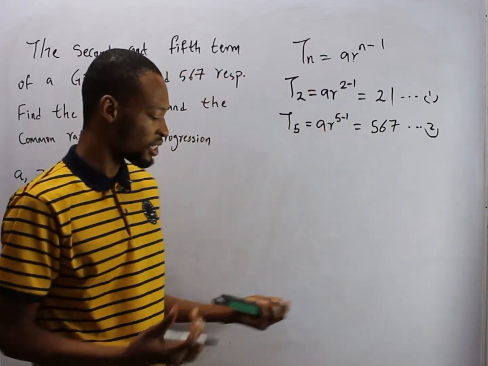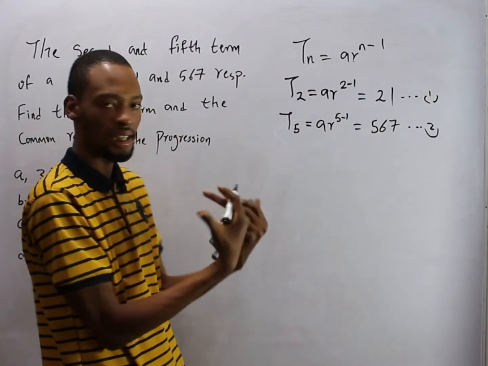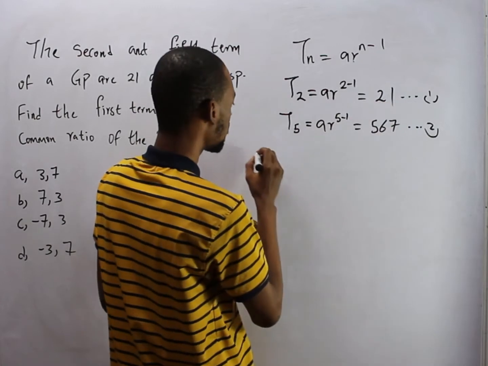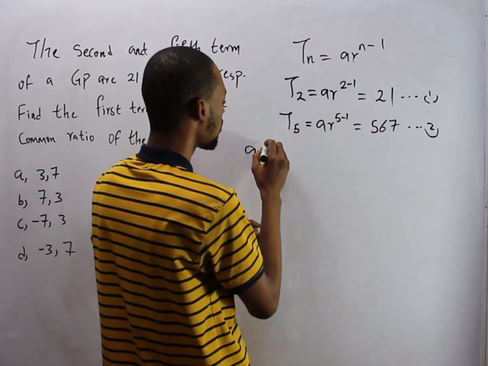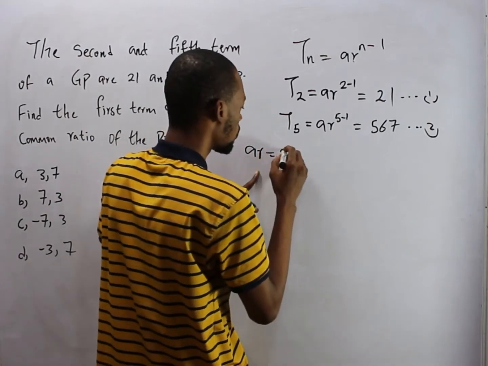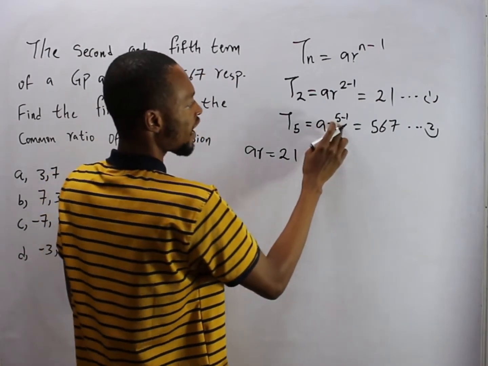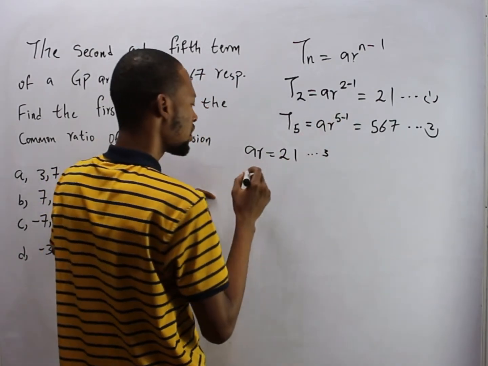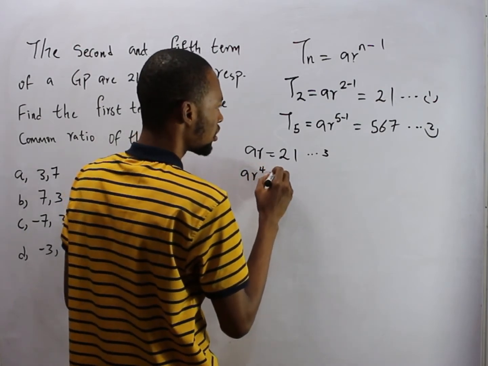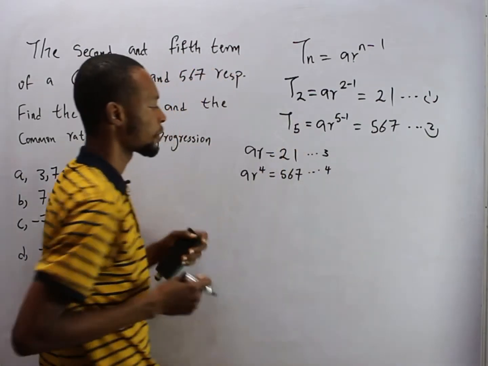So we are now dealing with simultaneous equations. The unknowns are a and r. So from there, we can simplify. 2 minus 1 is 1, so this is the same thing as a r equals 21. You can call it equation 3 or equation 1. 5 minus 1 is 4, so this is a r^4 equals 567. You can call this equation 4.